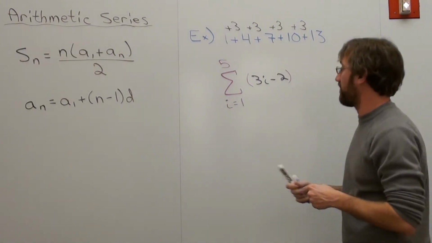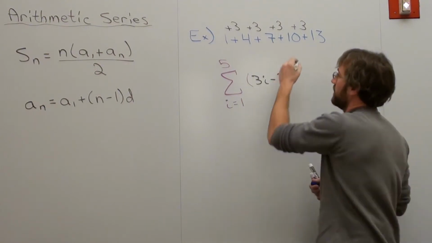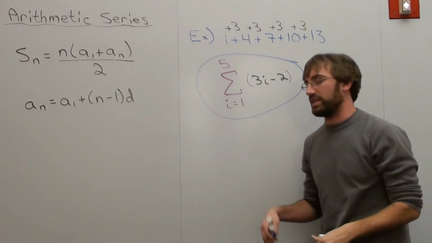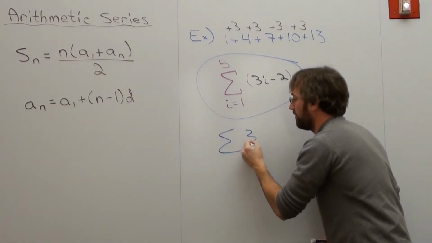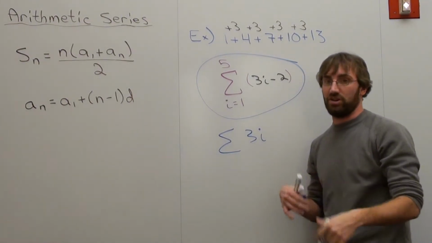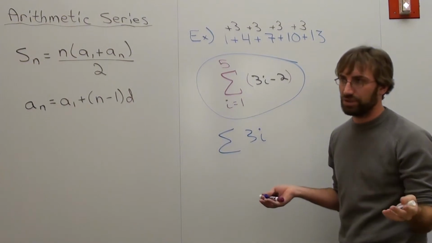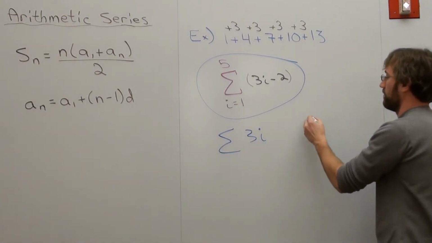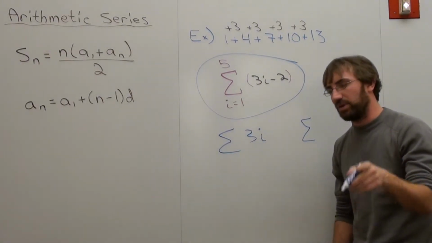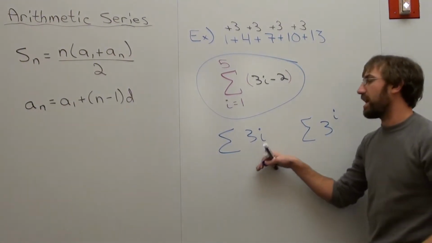One last thing I want to preface, because when you do geometric series, this is something that's very difficult for students. If you look at this problem, this is an example of an arithmetic series, and I know it's arithmetic because I'm taking a number and multiplying it by a variable. This, however, is an example of a geometric series. 3 times i would be arithmetic.